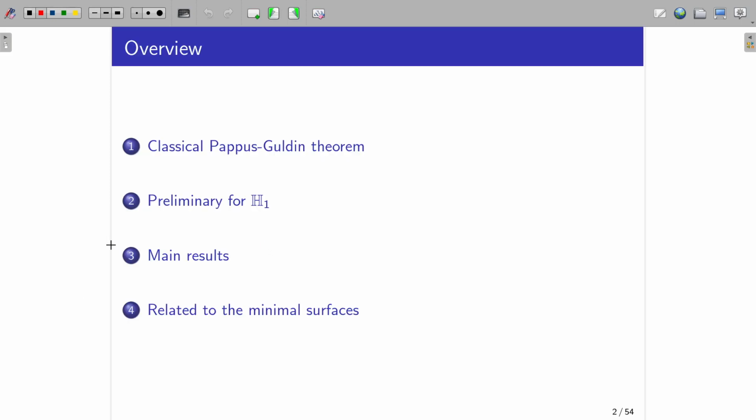The overview is that there are 4 parts in this talk. The first one is the classical part, where we will review some classical Pappus-Guldin theory. After that we will have some preliminaries for the three-dimensional Heisenberg group H1. The third one is the main results. The last one is some topics related to minimal surfaces.